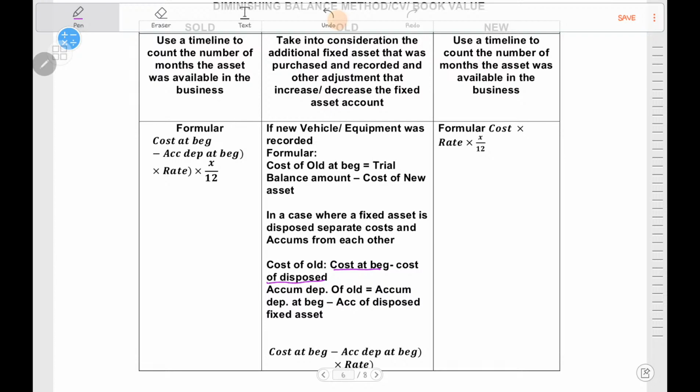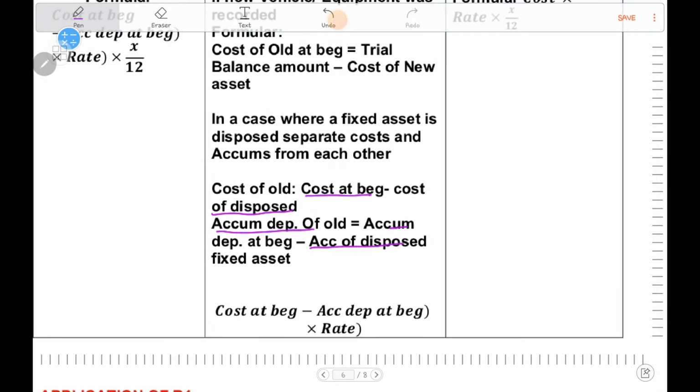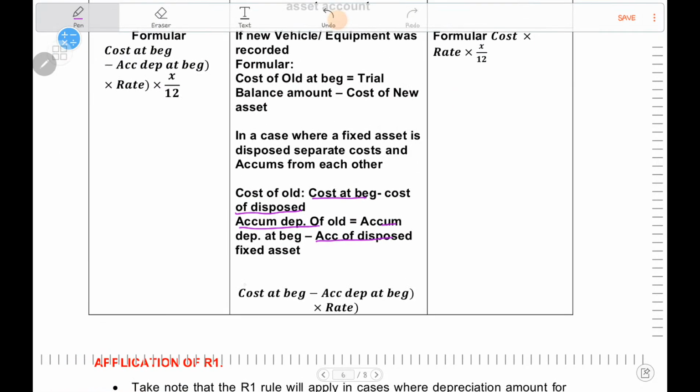You'd find the cost of the old or the remaining fixed asset. Then the same thing you would do with the accumulated depreciation: to find the accumulated depreciation of old, you would say the accumulated depreciation at the beginning, then you subtract the accumulated depreciation of the disposed asset. Then that'll give you the accumulated depreciation of the remaining asset. To find the depreciation, you would say the cost at the beginning of the remaining asset, then you subtract the accumulated depreciation at the beginning of the remaining asset, then you multiply by the rate.